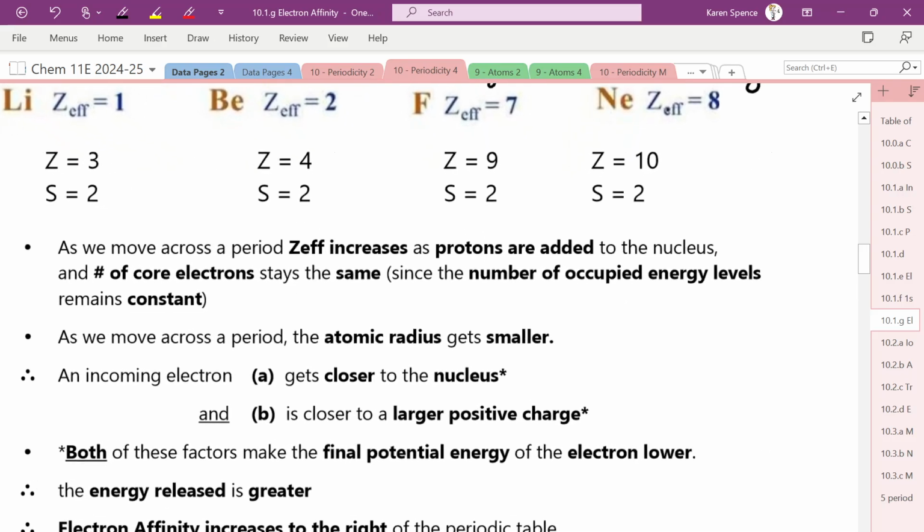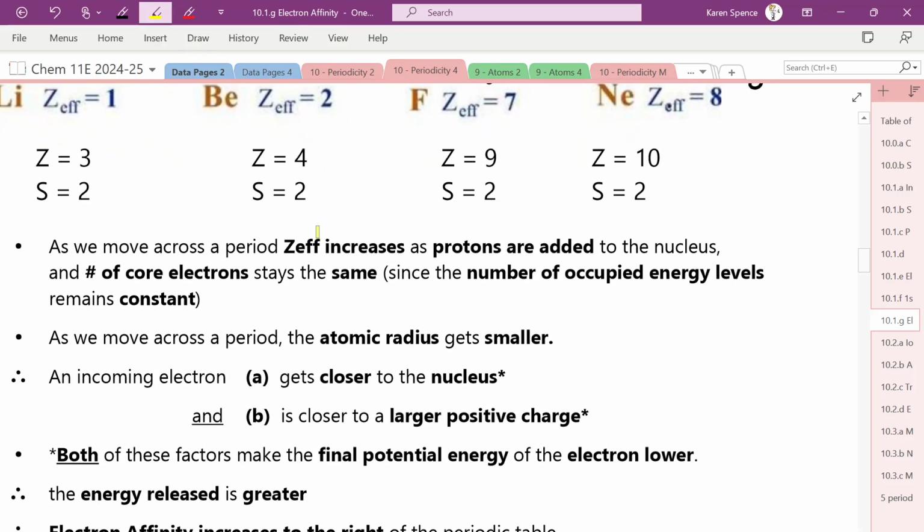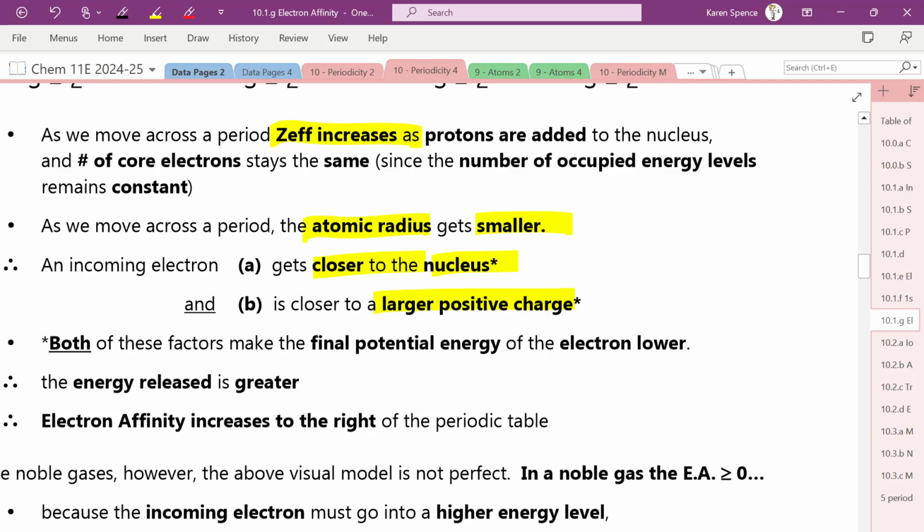As we move across a period, Zeff increases. Oh, look, we're back to arguing Zeff. Zeff increases. The atomic radius gets smaller. The incoming electron gets closer to the nucleus, closer to a larger positive charge. Both these factors make the final potential energy of the electron lower, and therefore the greater energy is released.